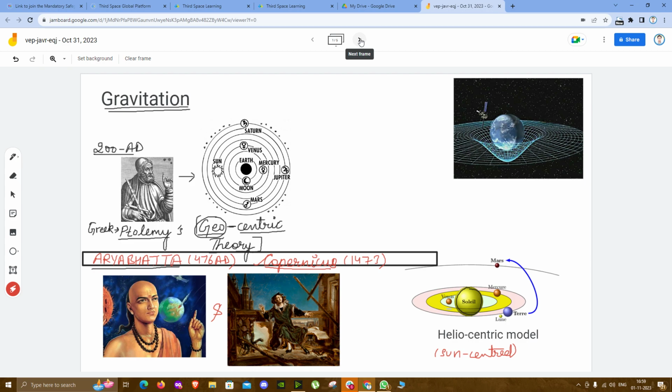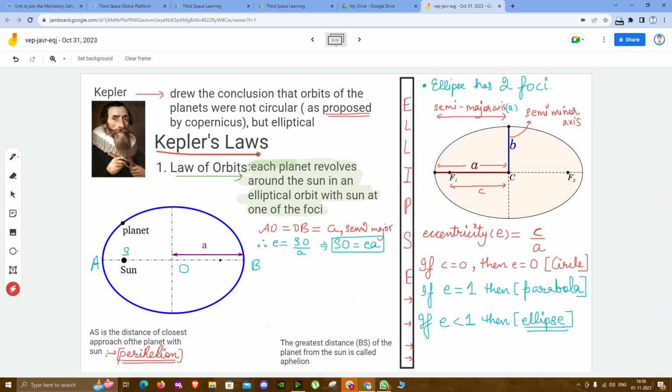So let's now move on to Kepler's laws, our topic for today. Let's see what conclusion Kepler drew from the calculations and measurements. He drew the conclusion that the orbits of the planets were not circular, as proposed by Copernicus, but elliptical, just like you can see here. If the sun is here, then the planets must be revolving in an elliptical orbit.